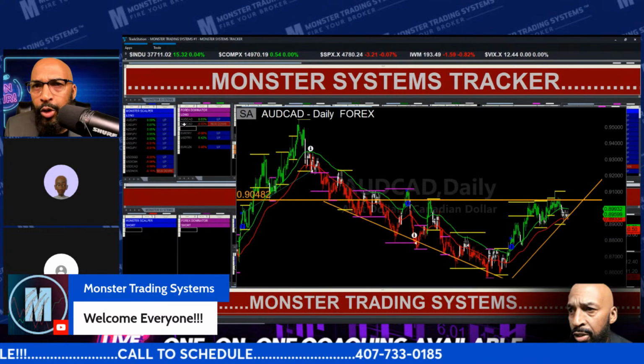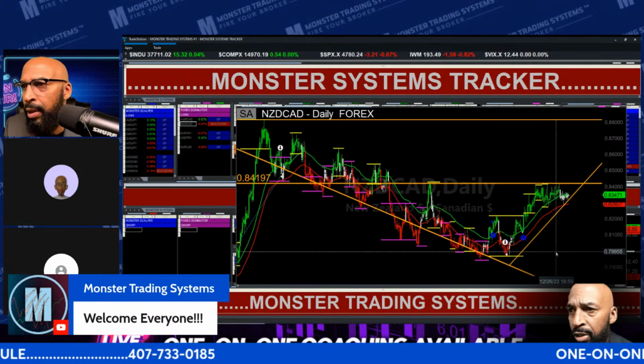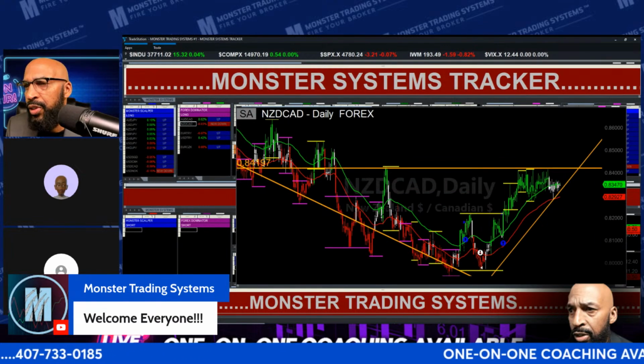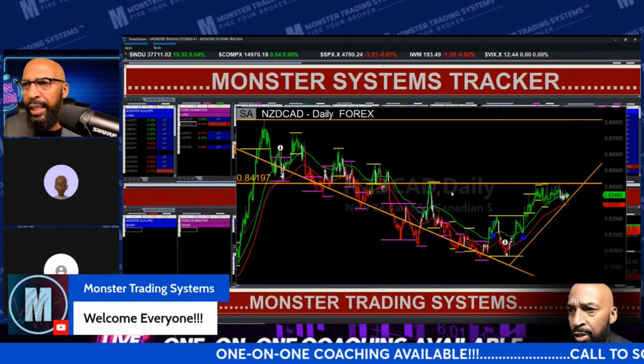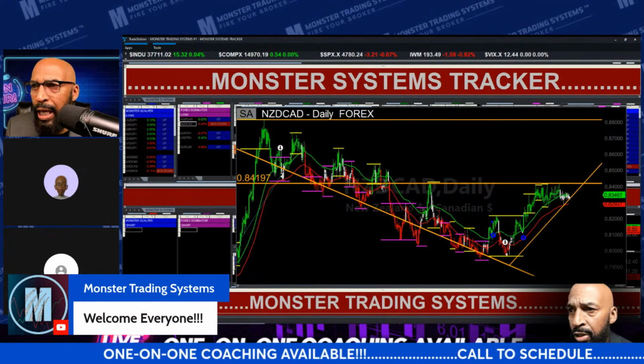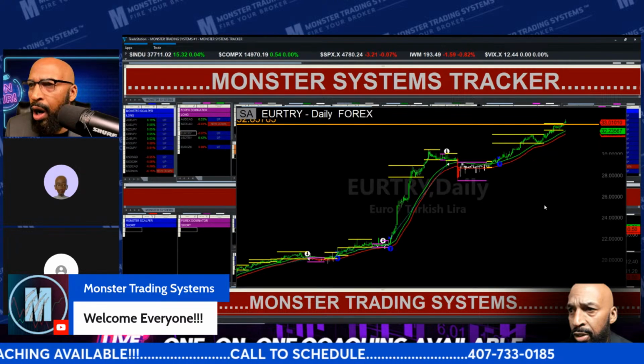All right, New Zealand CAD. Now we have a red here. New Zealand CAD. It's holding. All right, holding right at that resistance. White candles there. So all right. If you get a red candle, close the trade. But looks like they're building to push the price higher again.